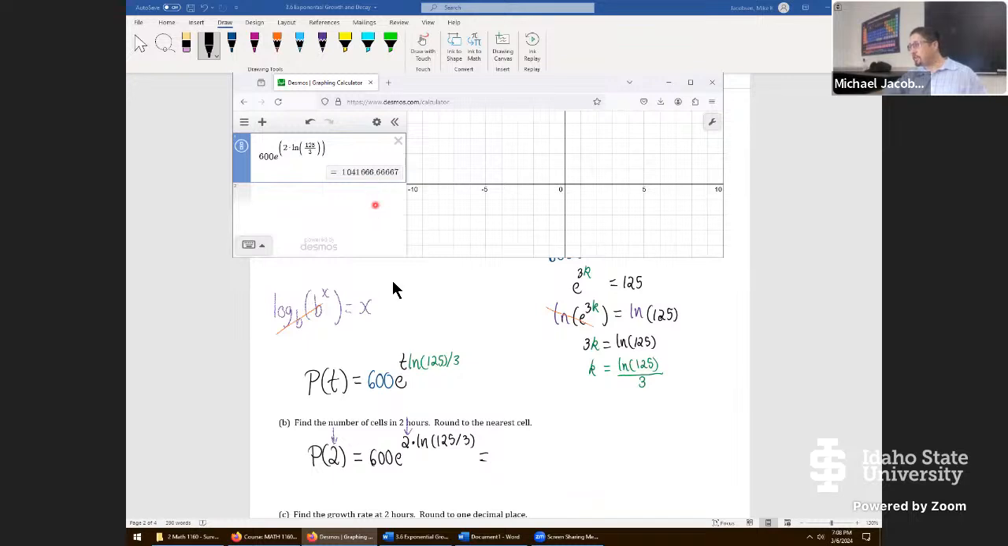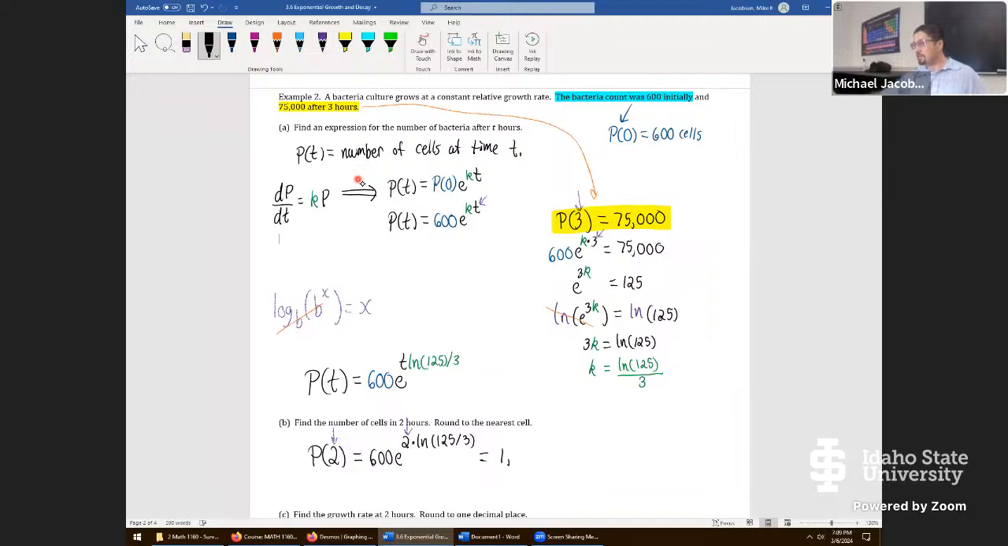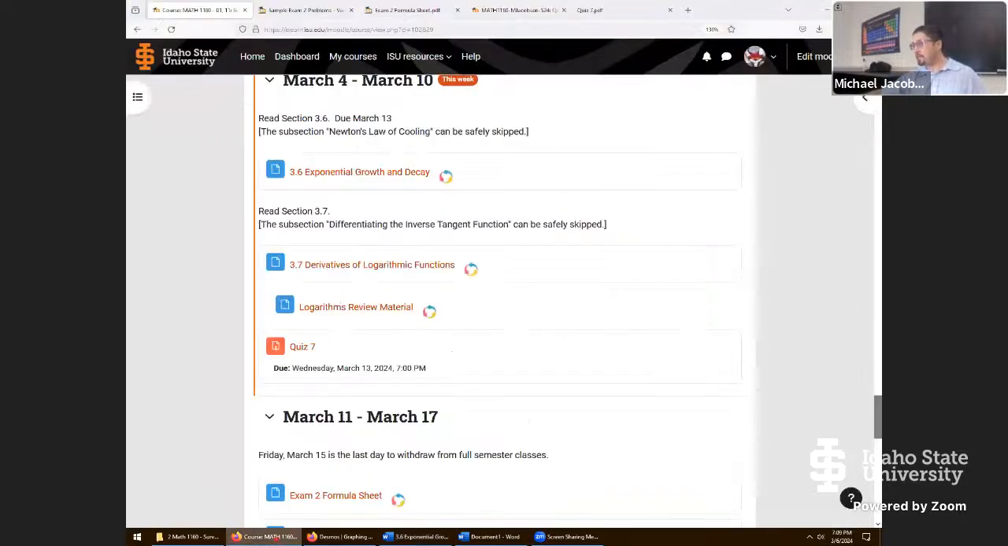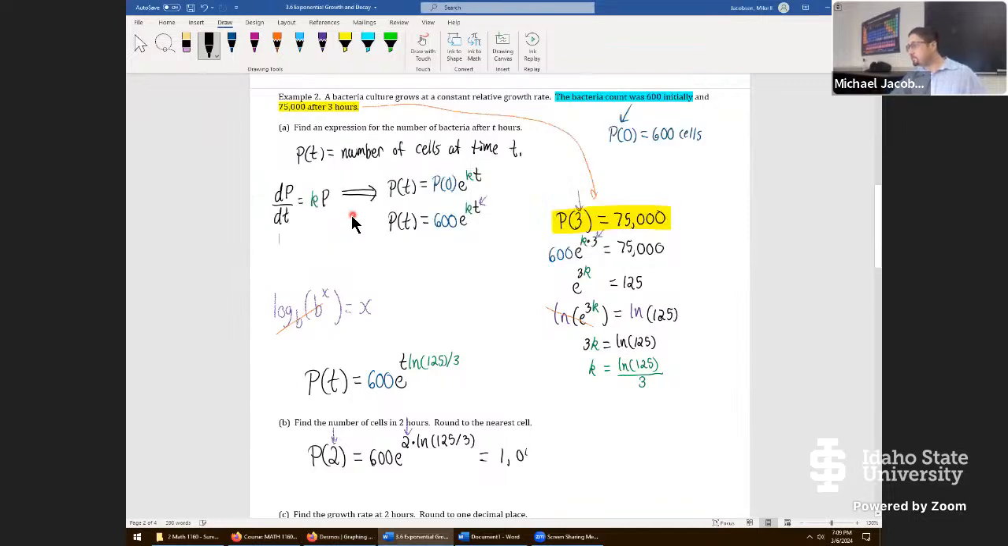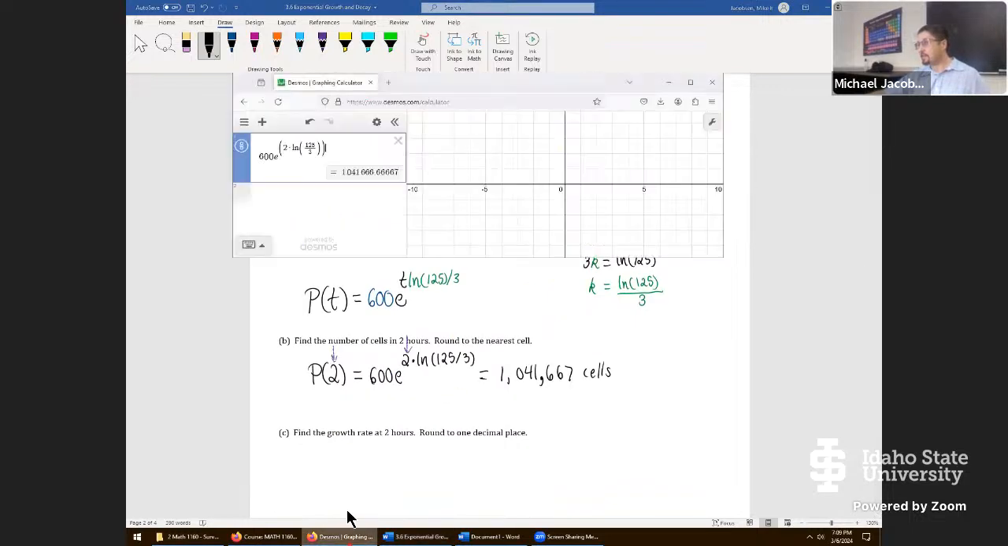So that's a pretty large figure. 2 hours gives us, let's see, 1,041,667 bacteria for rounding to the nearest cell. So 1, that's a big number. Let me get back to that. 1,041,667 cells. Any questions, folks, on throwing that into the calculator?